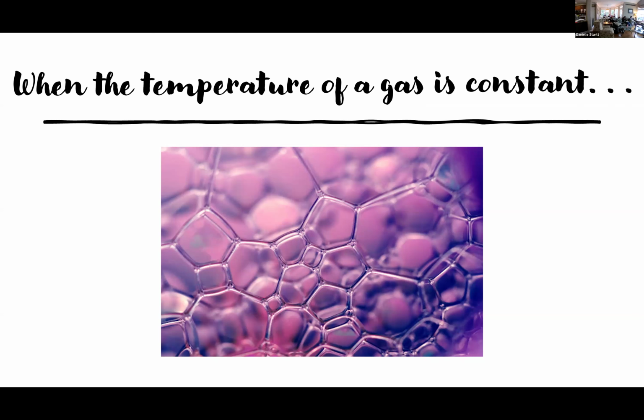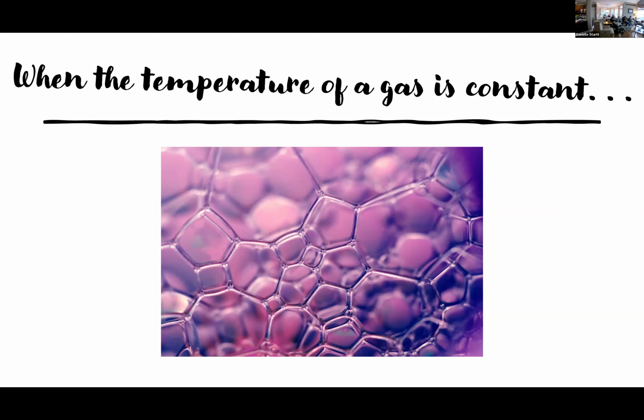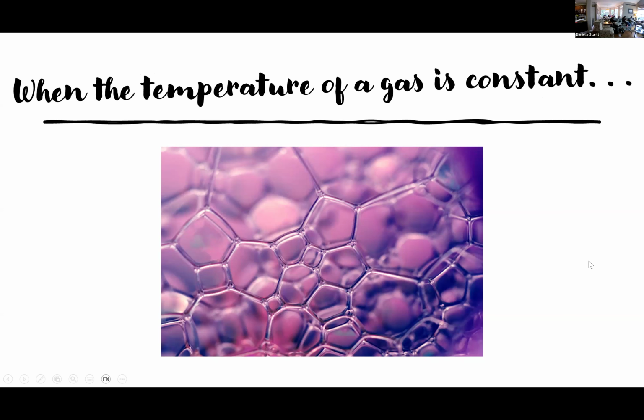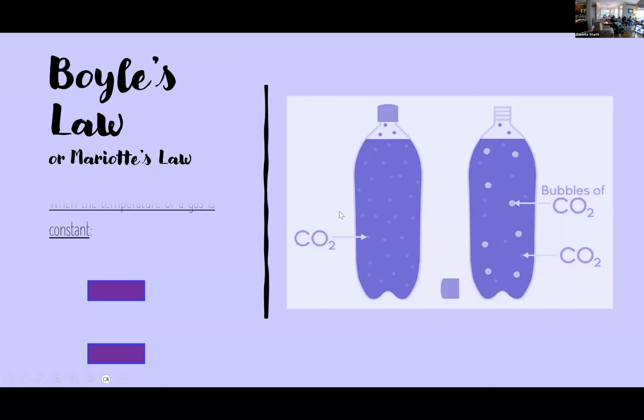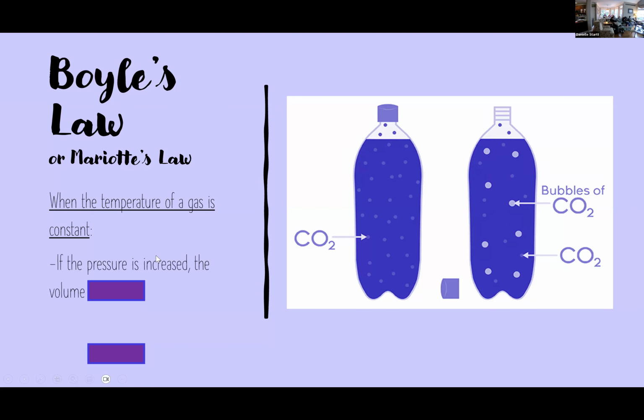All right. So when the temperature of a gas is constant. So we did when the pressure is constant, when the volume is constant. Now we're going to move on to temperature. So when the temperature is constant, now it's Boyle's law. Sometimes you'll see this called Mariotte's law, but typically it's Boyle's law. So when the temperature of a gas is constant, if the pressure is increased, what happens to the volume?